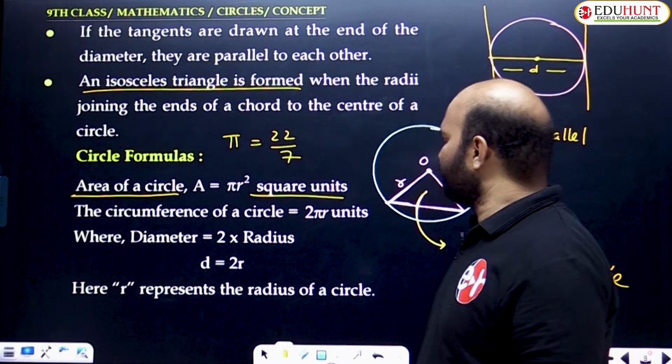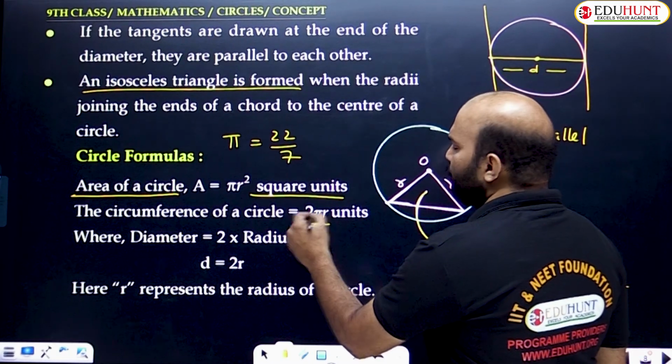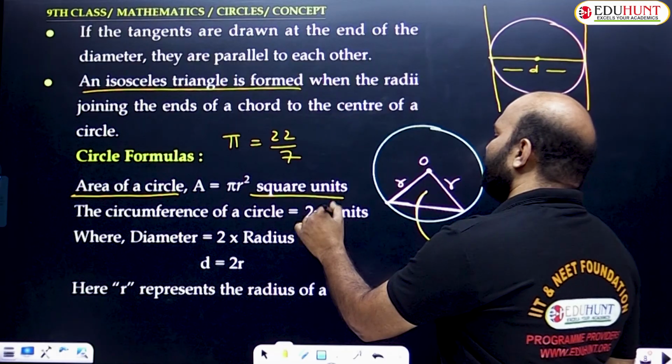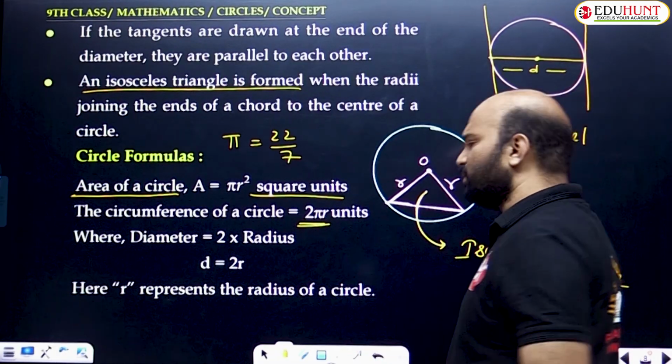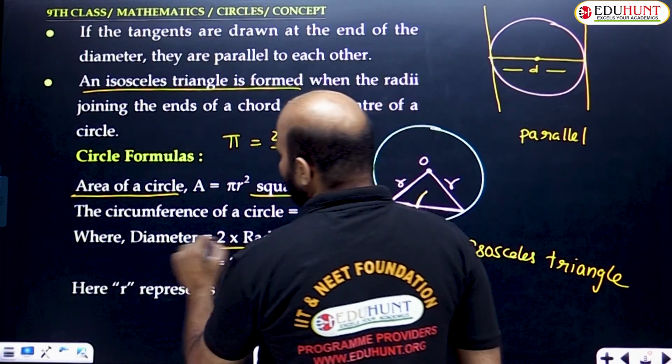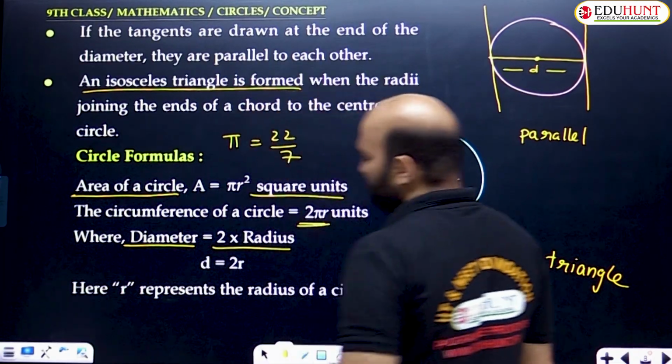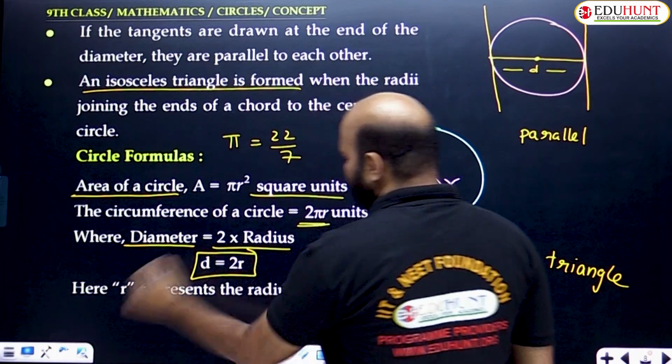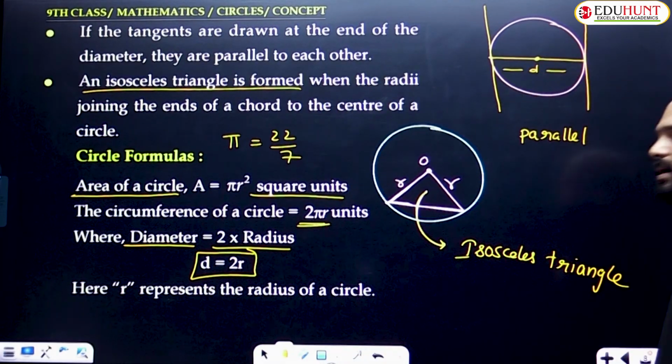Next one, the circumference of a circle is 2 pi r units. Because 2 pi is constant, if r is given in centimeters, the circumference is also in centimeters. Diameter is nothing but 2 times the radius, so it can be represented by d equals 2r. Here, the small r represents the radius of the circle.